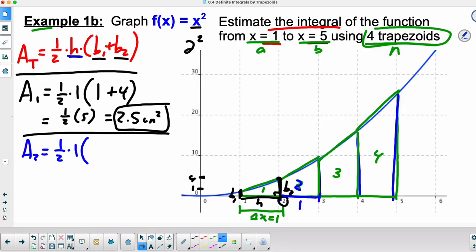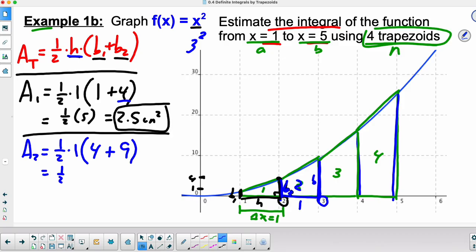One of the bases, oh, we just did it. One of the bases, we called it base 2 before. That was this answer right here, a 4. Plus, what's my other base, though? As I go over here, what's this base going to be? Well, that's the value at 3. So if I plug 3 into this, what's 3 squared? 9.